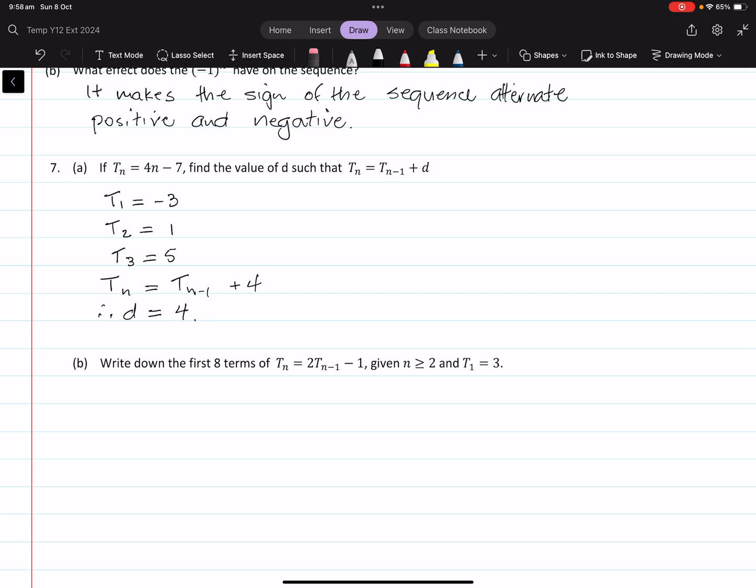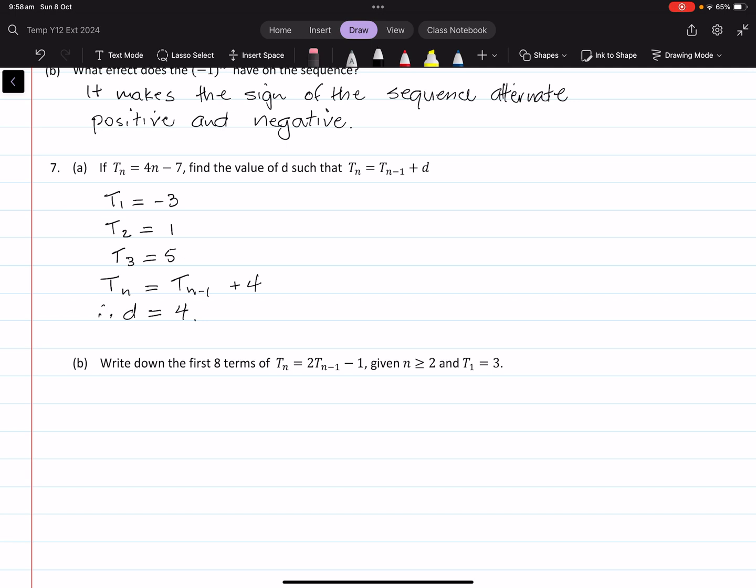Part B, write down the first 8 terms of this particular sequence. Now you'll notice that this formula is not an explicit formula. This is called an implicit formula. We need to know the previous term to find the next one, because Tn is equal to double Tn minus 1, so double the term before it, minus 1. And it only works for Tn where n is greater than or equal to 2.